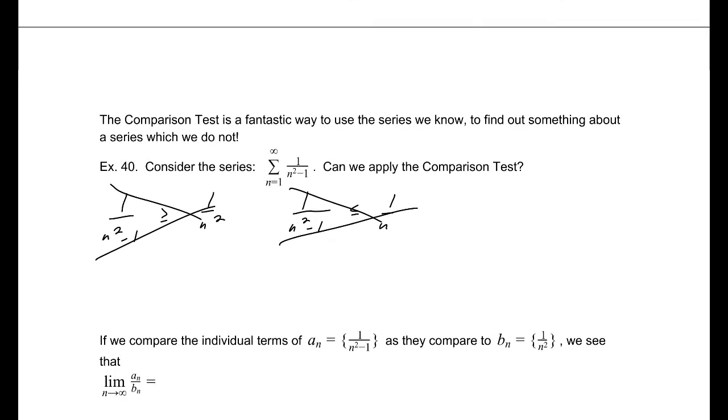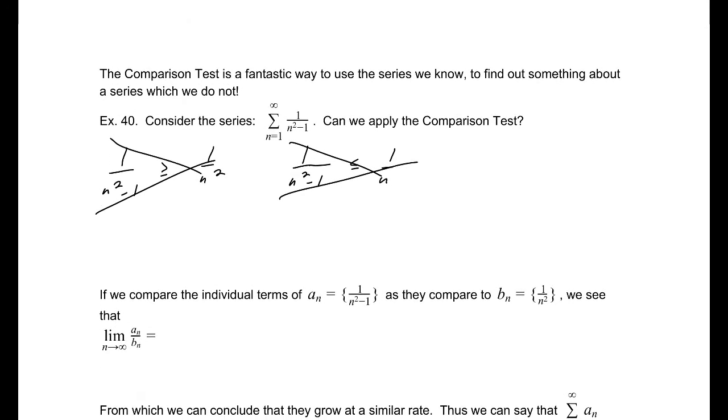But if we compare the terms of 1 over n squared minus 1 to 1 over n squared term by term, then we end up with something like this. This would be the limit as n goes to infinity of 1 over n squared minus 1 divided by 1 over n squared, which is n squared over n squared minus 1, and that limit goes to 1.